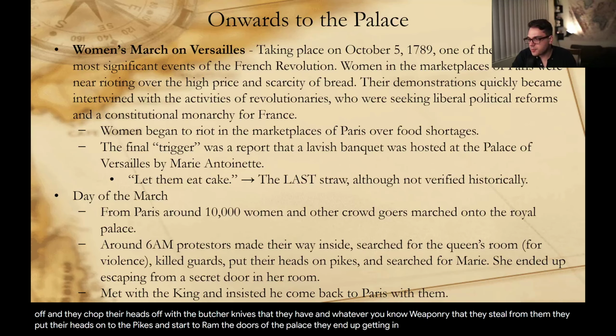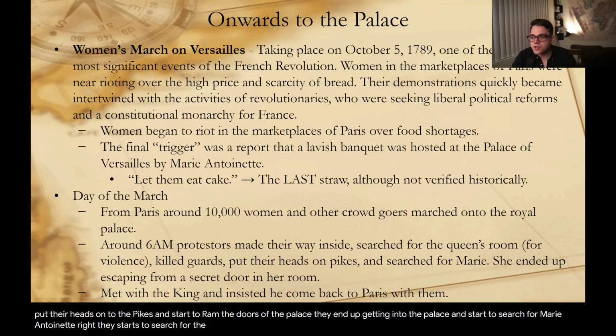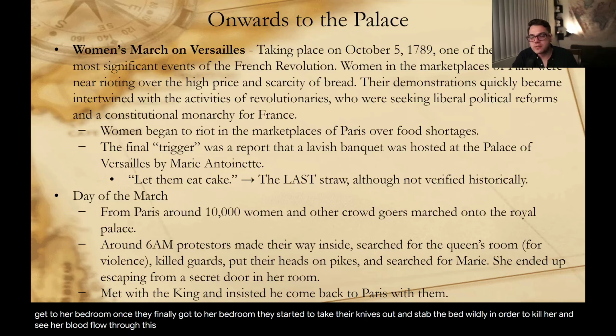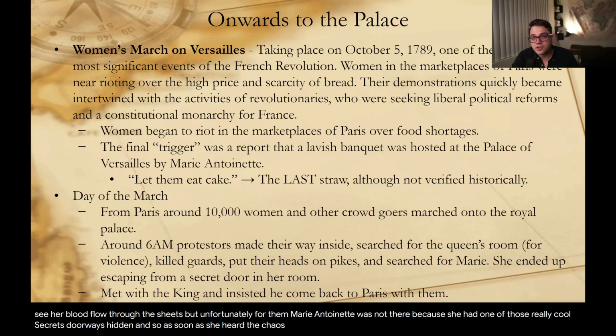They end up getting into the palace and start to search for Marie Antoinette, right? They start to search for the lady who supposedly said, let them eat cake. And so they were scrambling to get to her door, to get to her bedroom. Once they finally got to her bedroom, they started to take their knives out and stab the bed wildly in order to kill her and see her blood flow through the sheets. But unfortunately for them, Marie Antoinette was not there, because she had one of those really cool secret doorways hidden. And so as soon as she heard the chaos, she took her children and snuck through the secret doorway.